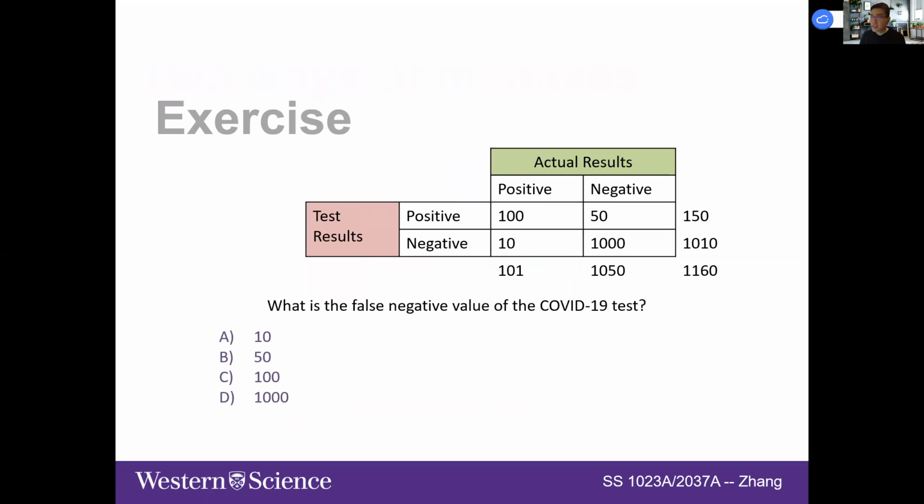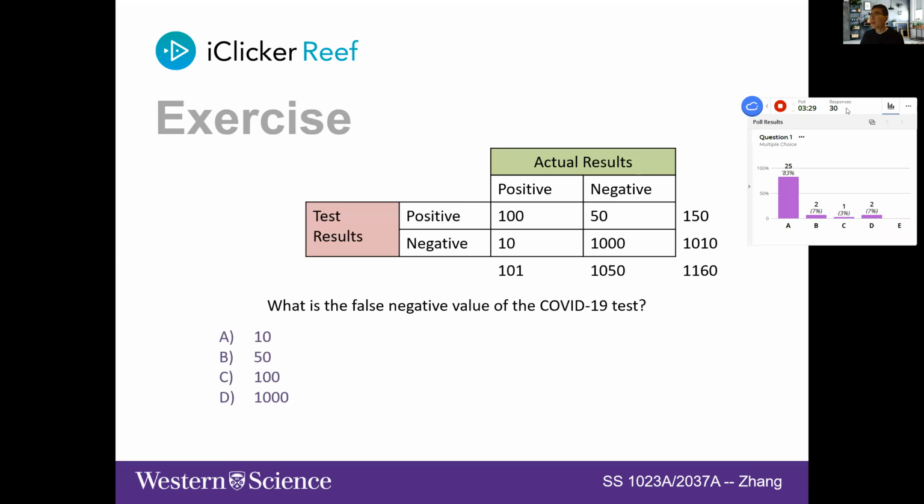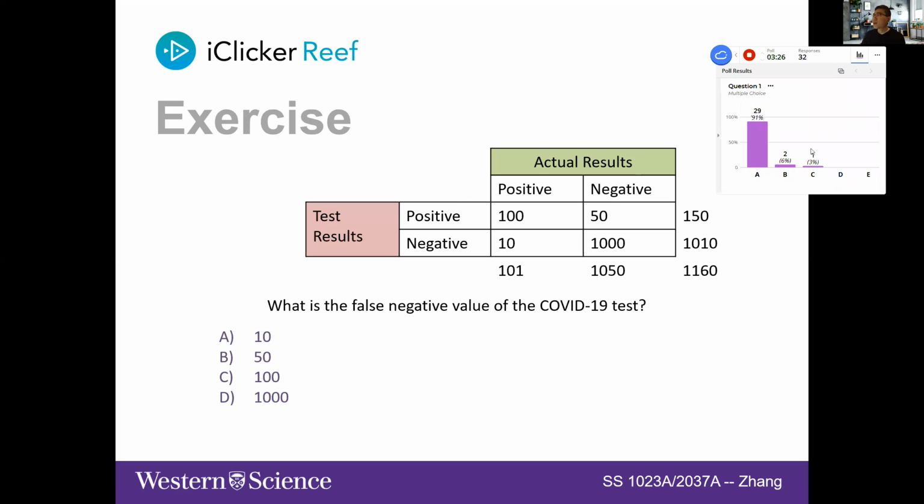So let's do an exercise. Based on this 2x2 table, what is the false negative value for this COVID-19? Just remember, when we talk about negative and positive, we are referring to the test results, right? And we look at whether the test results are aligned with our actual results to decide whether it's true or false. Okay, I think we get quite diverse results.